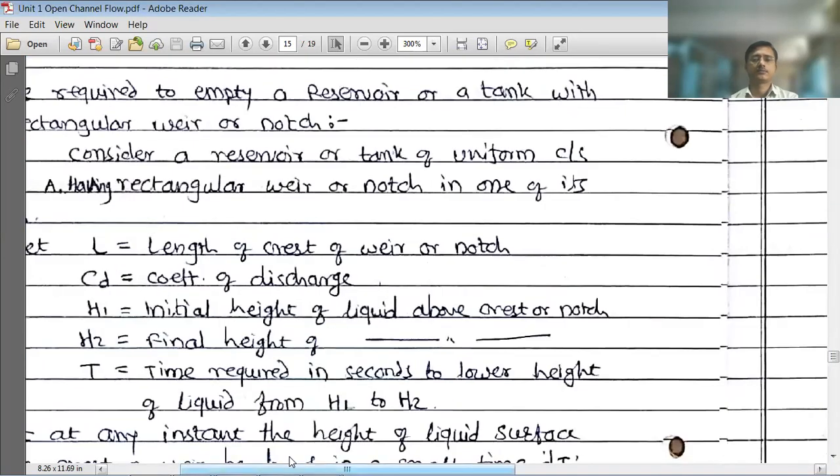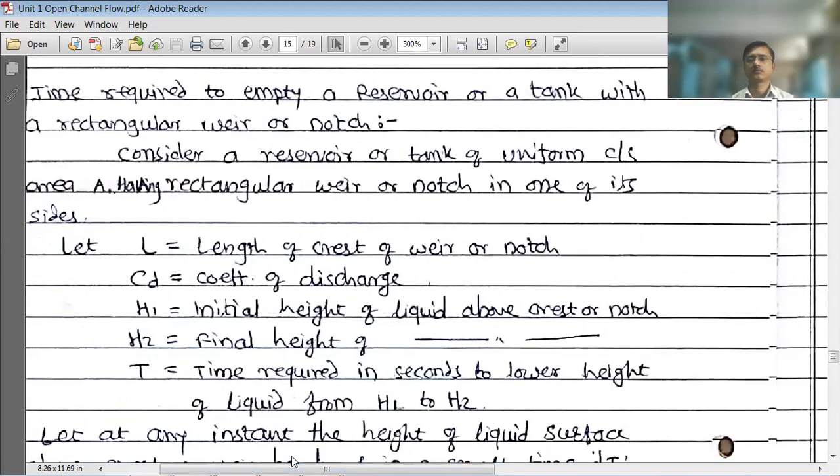Time required to empty a reservoir or tank with rectangular weir or notch.